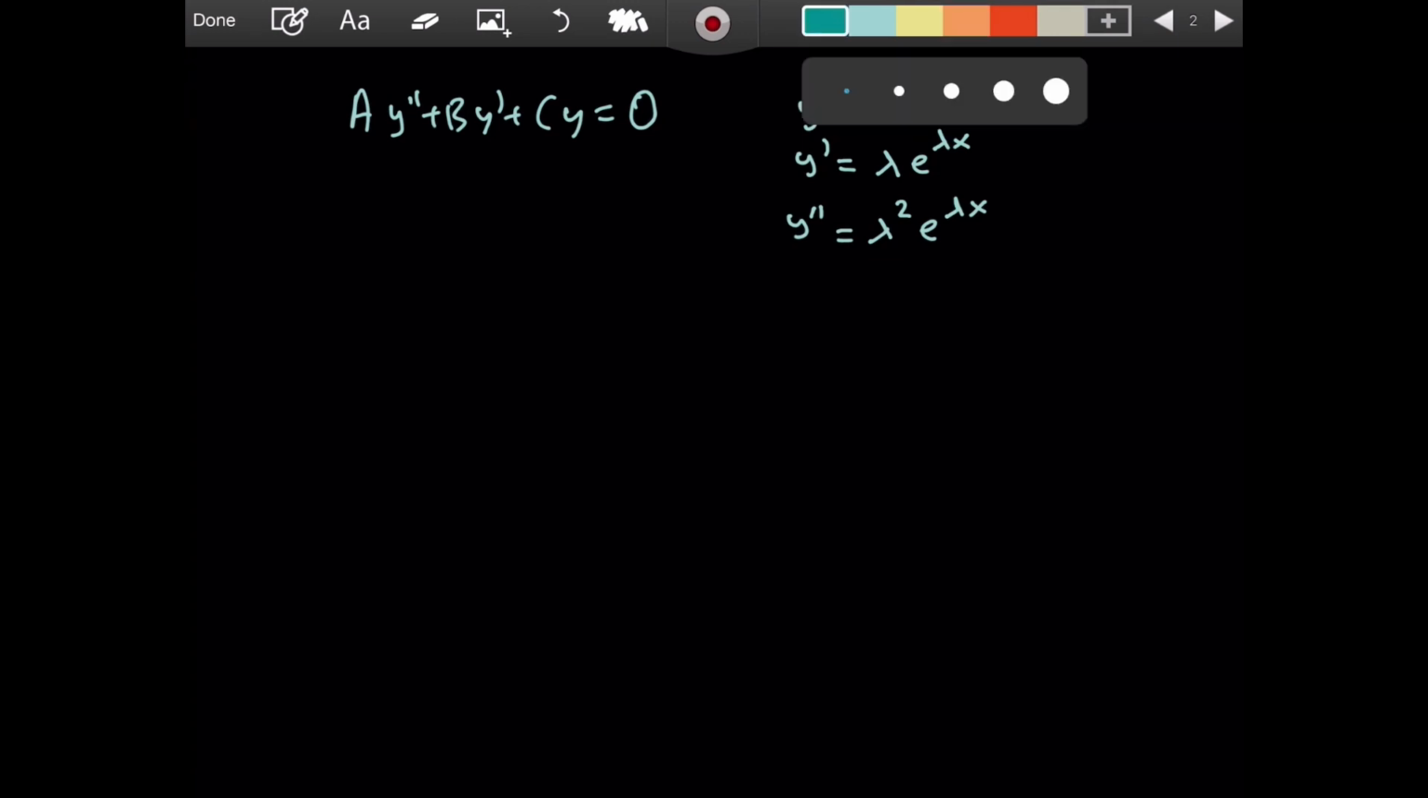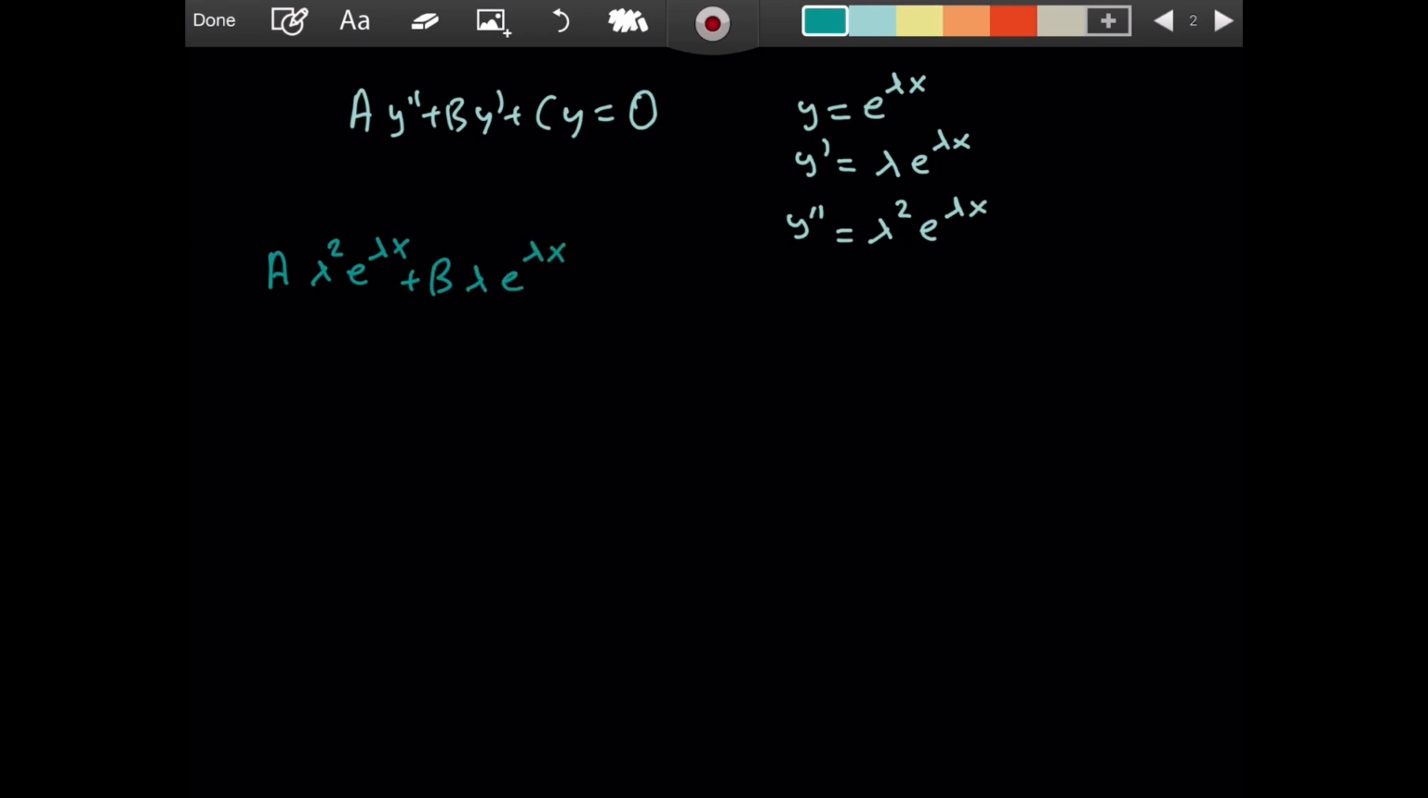So let me substitute this. We have a, instead of y double prime, I will have lambda squared e to the power of lambda x, plus b lambda e to the power of lambda x, plus c e to the power of lambda x equaling 0. And we can divide both sides by e to the power of lambda x. Oh, can we do that? What if it is equal to 0? Well, it is never equal to 0, okay? Think about the graph of e to the power of x. It never touches the x-axis. So don't worry, it will never be equal to 0. That means we can simplify by it.